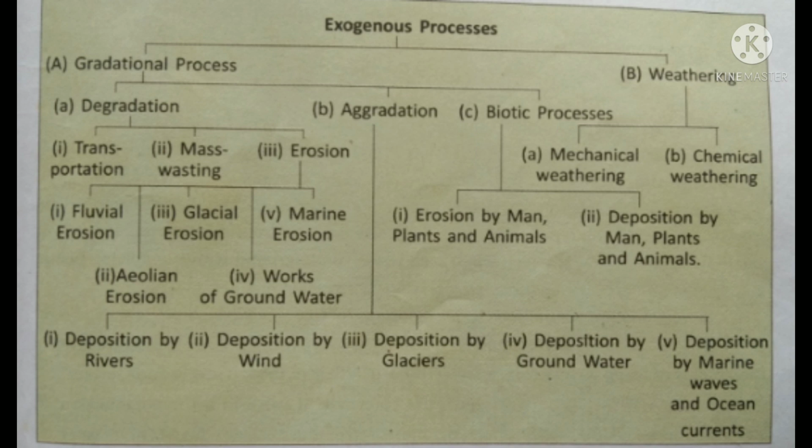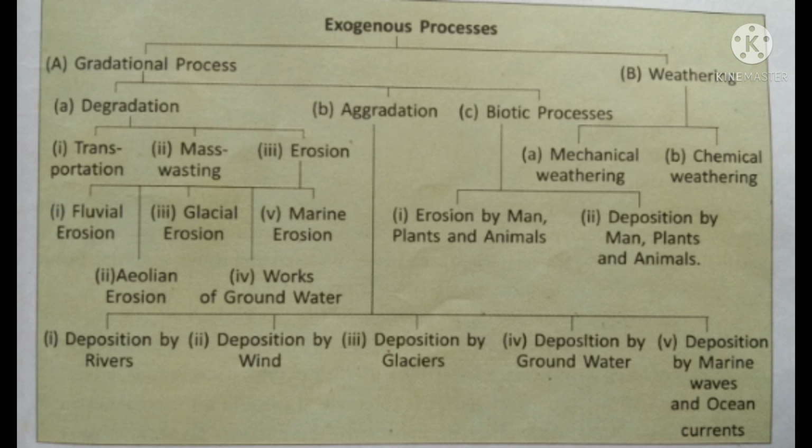Now the third important process you should remember is erosion. So what is erosion? Erosion means the wearing away of land through different types of processes. Erosion can be further subdivided according to the process of work, for example fluvial erosion, aeolian erosion, glacial erosion, the work of groundwater, or marine erosion. So these are different agents in different parts of the world.